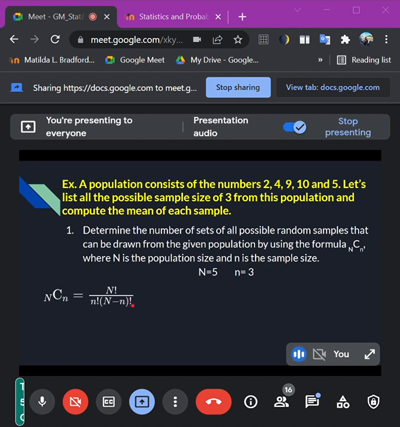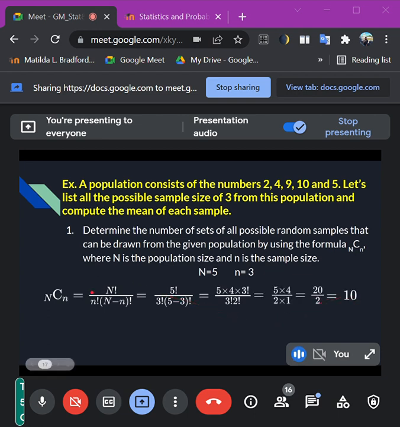So, makita man na ninyo sa inyuhang class, sa inyuhang calculator, you have there nCr. So, inyo na siyang ibutang 5 and then click Shift nCr and then 3. So, makuha ninyo ang result nga 10.